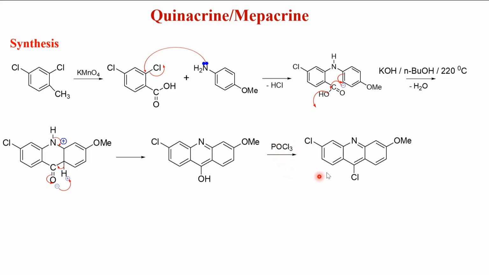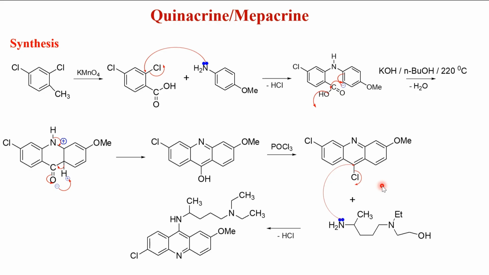In this 9-hydroxyacridine derivative, I can replace the hydroxy group by a chloride group by treating with POCl3. I'll get the corresponding 9-chloroacridine derivative, which I treat with the side chain which has been prepared and shown in the chloroquine synthesis. This amino group has a lone pair of electrons, attacks the electron deficient carbon of the pyridine ring system, and chloride gets kicked off. It is lost as HCl and it gives rise to the corresponding quinacrine. This is the synthesis of quinacrine.